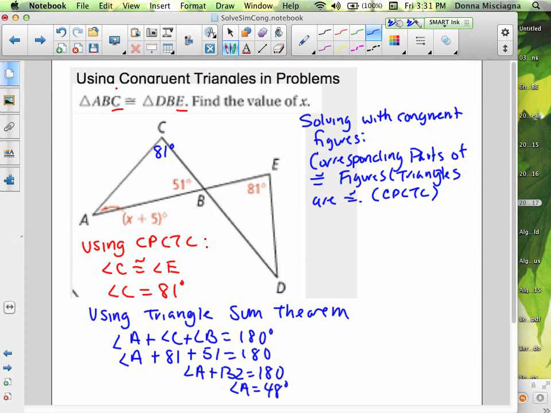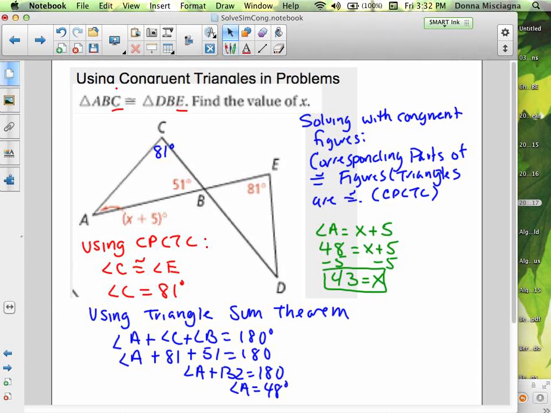So now that we know what angle A is, we can easily solve for x. Because angle A, we're told, is equal to x plus 5, and since angle A is 48 degrees, that means x is 43. So here we've used a couple of properties. We've used CPCTC, matching up our corresponding parts, and we've also used the triangle sum theorem.